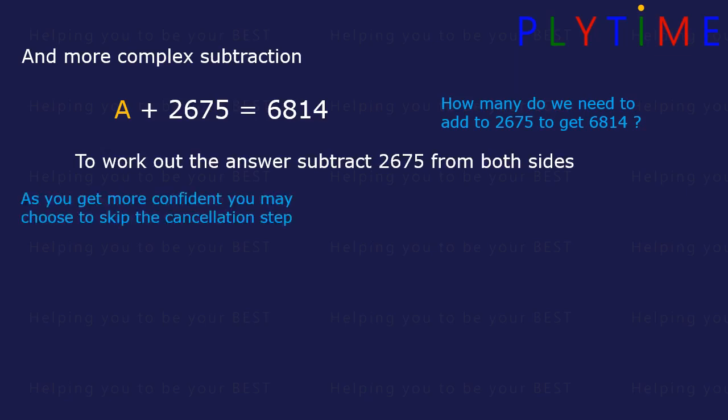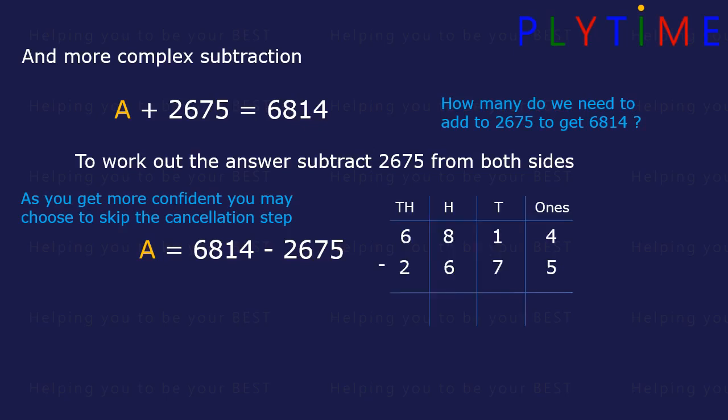As we get more confident, you can choose to skip the cancellation step. So we're just left with A on one side, and we have to work out the subtraction on the other side. Again, let's use our columns. Start with the ones. 4 minus 5 we can't do, so we need to exchange one 10 for 10 ones. Now 14 minus 5 is 9.